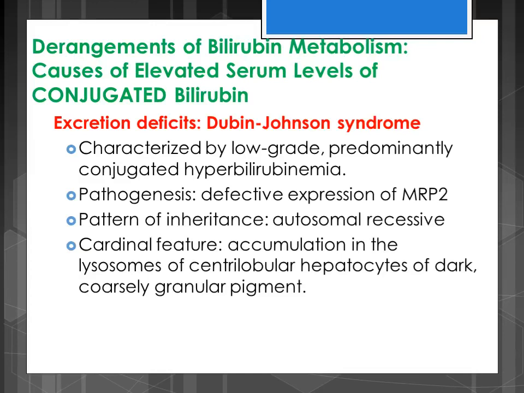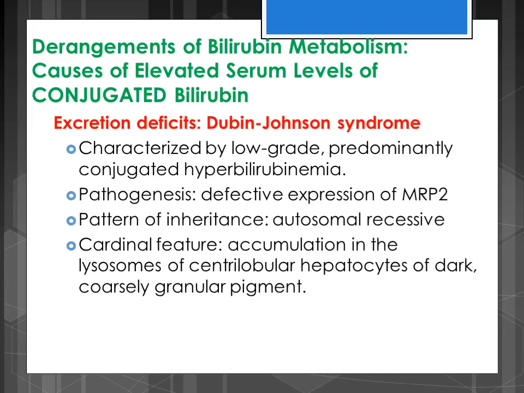Fourth, Crigler-Najjar syndrome. We have type 1 and type 2. What is the more severe? Type 1. Which usually causes kernicterus? Type 1. Okay? And the last one, that is the Lucey-Driscoll syndrome. Okay, now we go to the causes of elevated conjugated bilirubin.